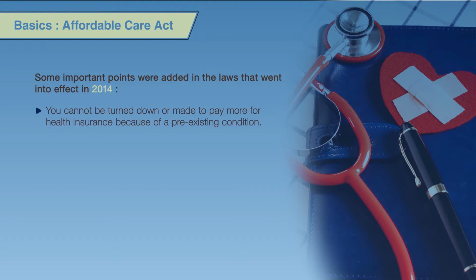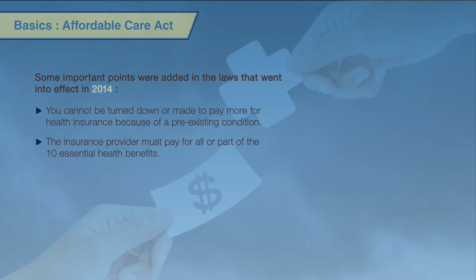You cannot be turned down or made to pay more for health insurance because of a pre-existing condition, which is any injury or illness sustained before signing up for an insurance plan. Unless the health insurance policy is through a very large employer, the insurance provider must pay for all or part of the 10 essential health benefits. These benefits will be discussed at a later time. Also, preventive services are free with most plans, as long as the doctor participates in the network for that specific plan. Insurance providers cannot set yearly or lifetime coverage limits. This means that the health insurance company must continue paying the amount that was agreed upon, despite the amount of medical care that may be needed.